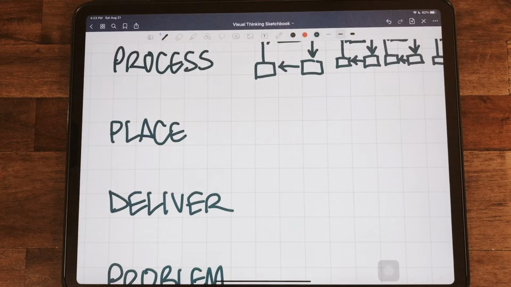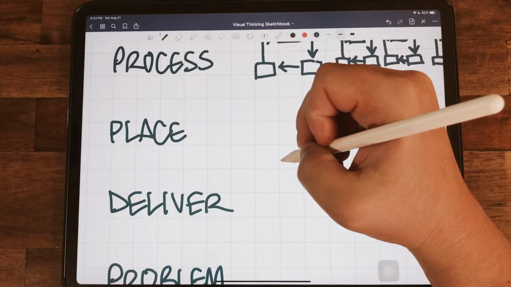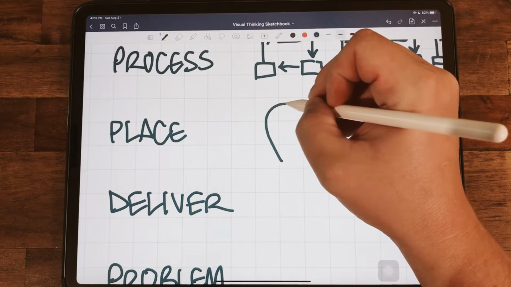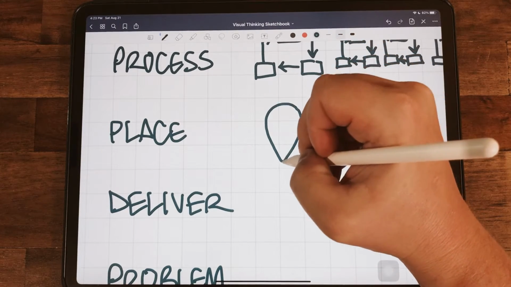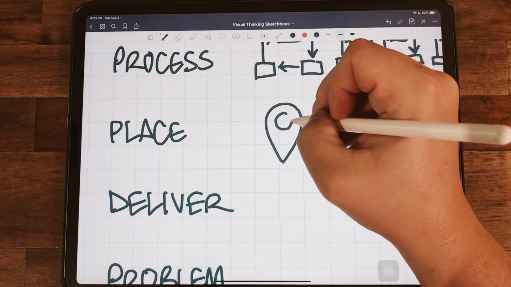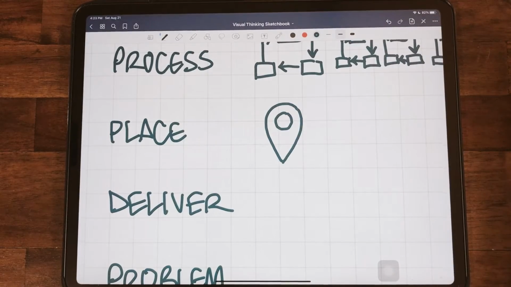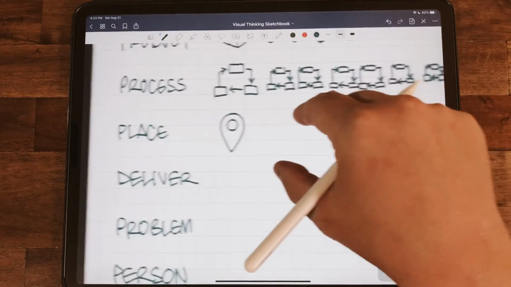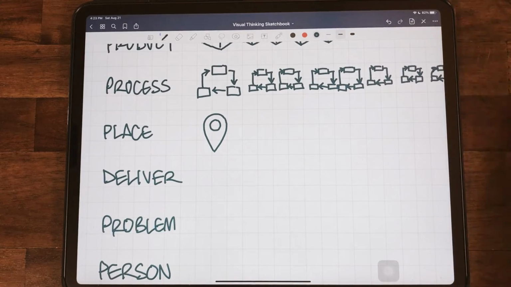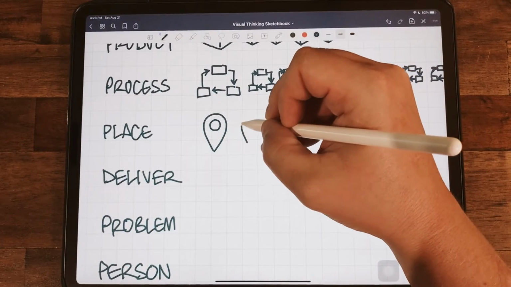For place, let's draw a map marker, which is teardrop shaped. Starting from the bottom, angle up and to the left, circling around at the top and coming back down. Draw a circle in the center of that top. Repeat it 15 times.